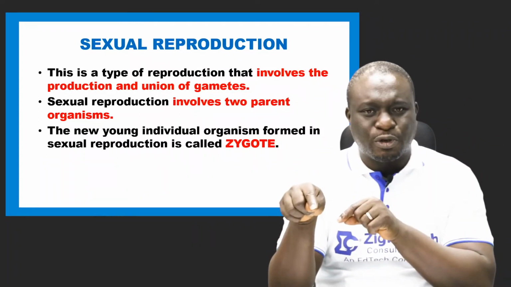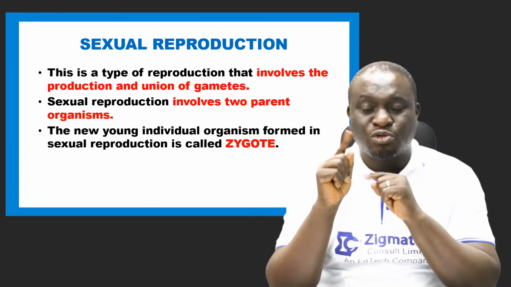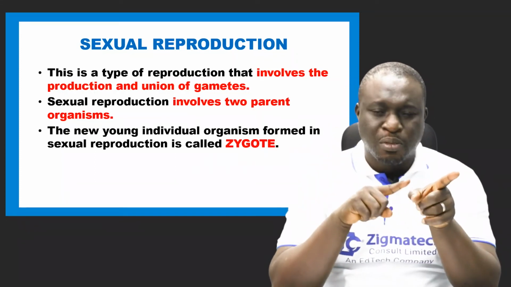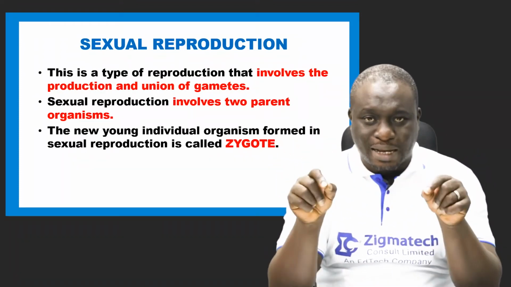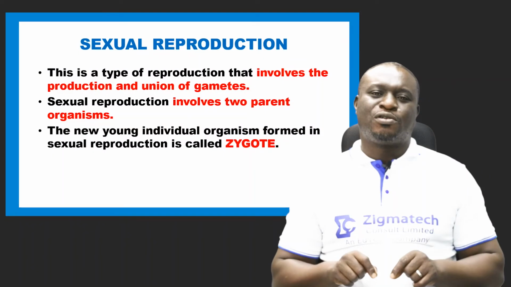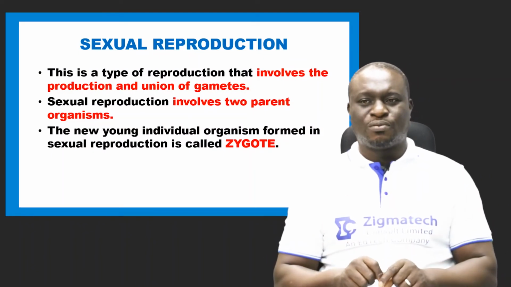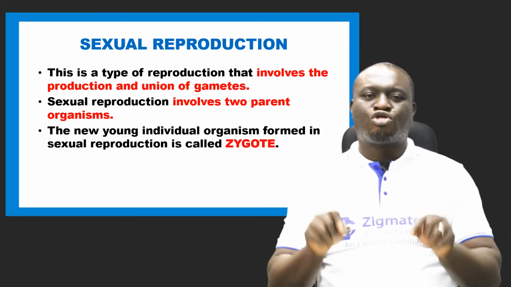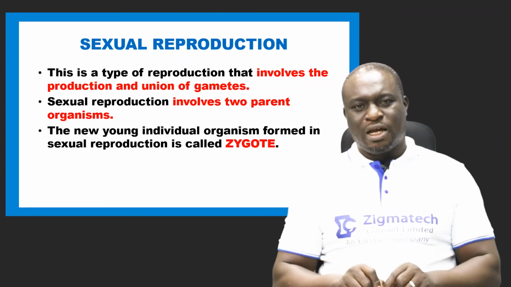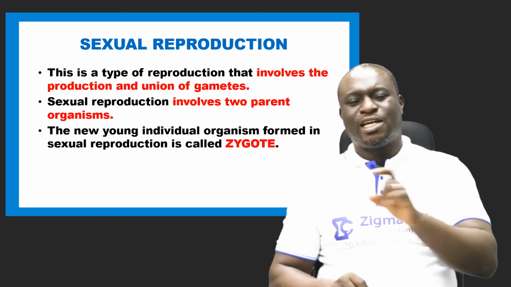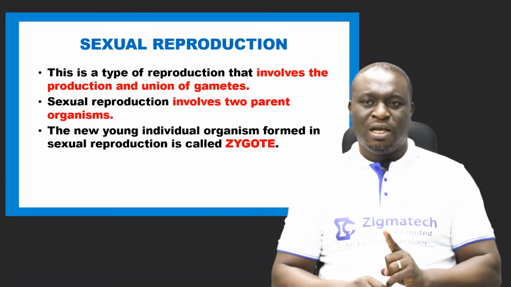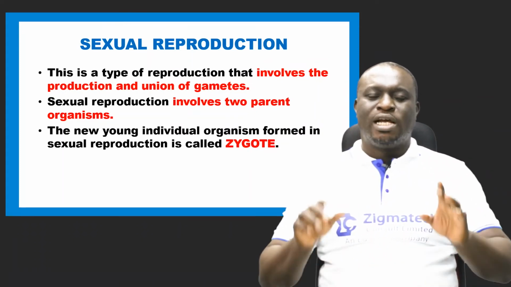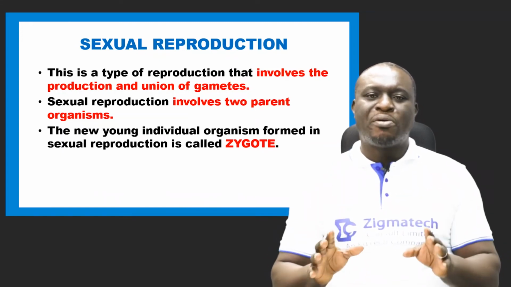But in sexual reproduction, there is production of gametes, and there is also union of gametes. Number 2, an important thing to take note of under sexual reproduction is that it involves 2 parent organisms. If you go back, we said in asexual reproduction, it involves only 1 parent organism. But in sexual reproduction, it involves 2 parent organisms.